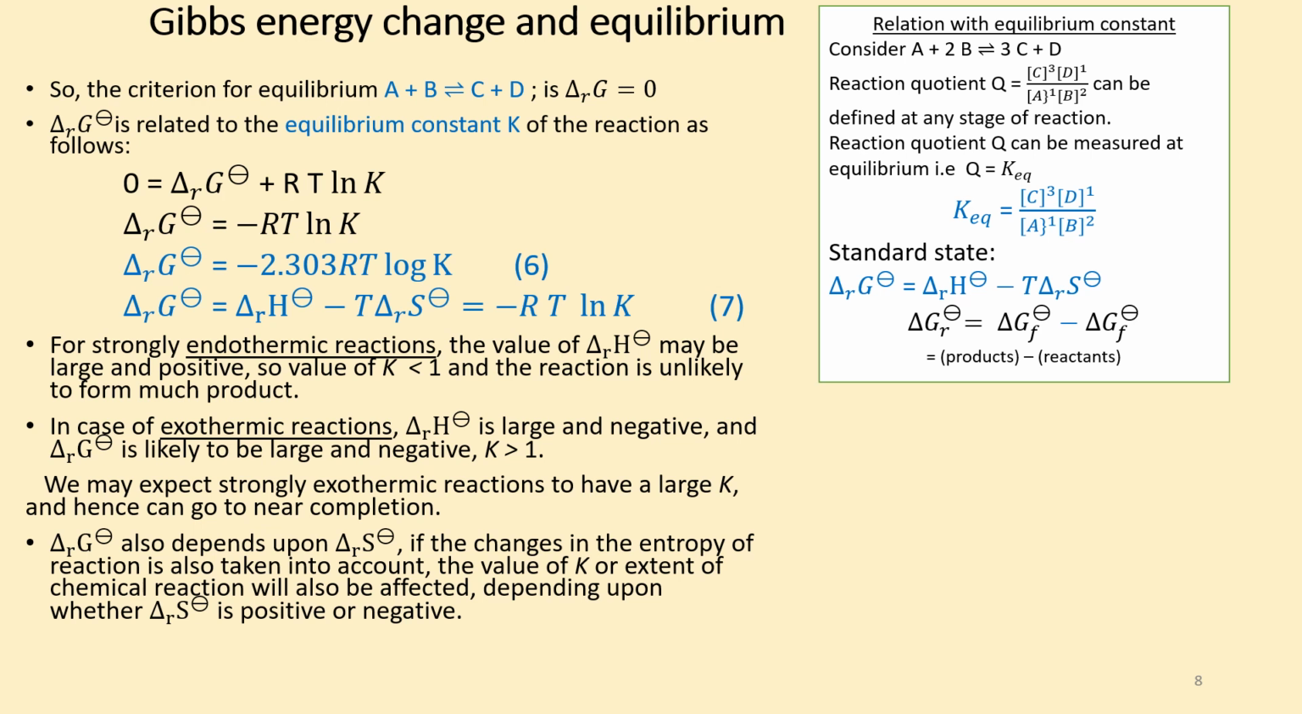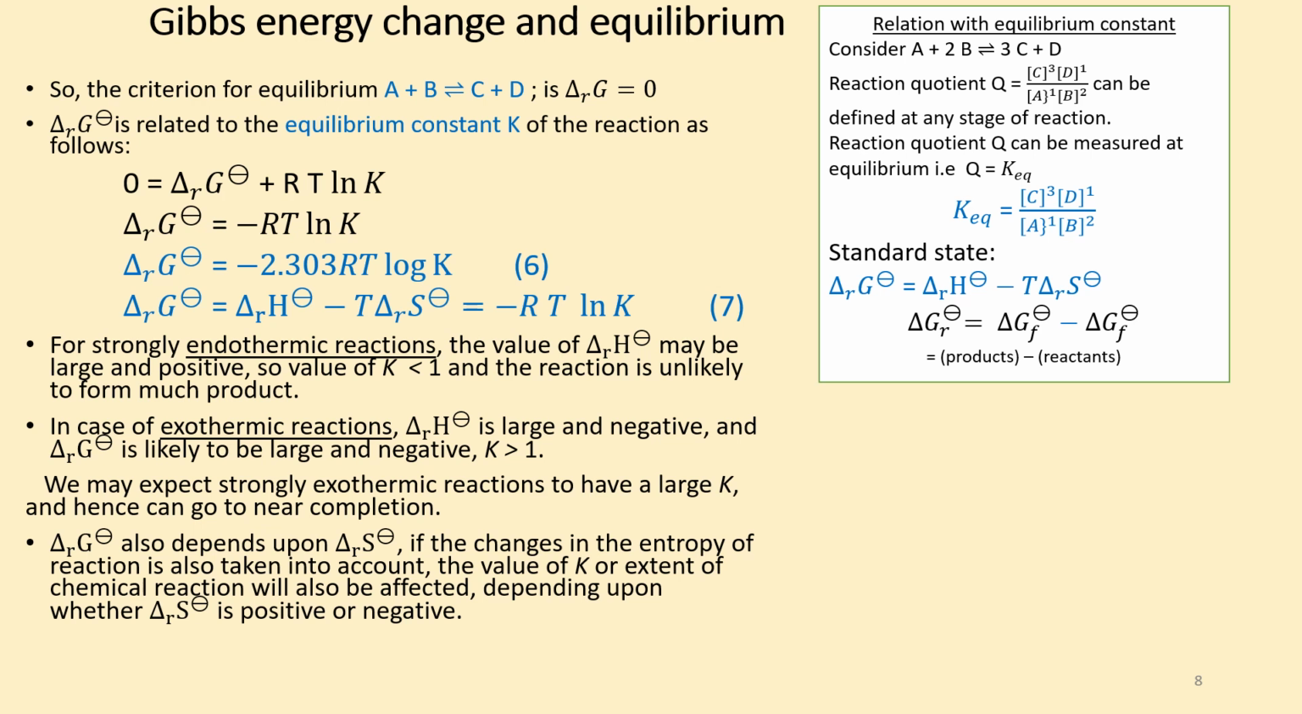We will quickly write the relation with the equilibrium constant. Consider a reversible reaction, A + 2B in both forward and reverse direction, giving 3C + D. The reaction quotient Q can be written as [C]^3 [D]^1 divided by [A]^1 [B]^2. Q can be defined at any stage of the reaction. Q can also be measured at equilibrium, that is, Q is equal to K.